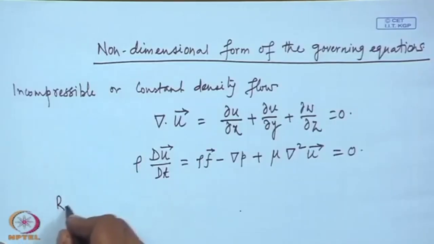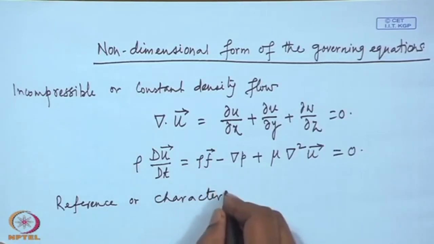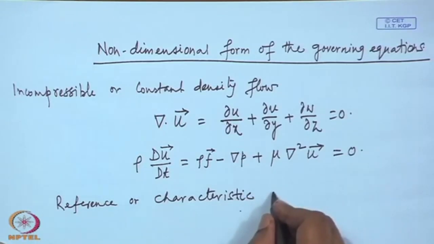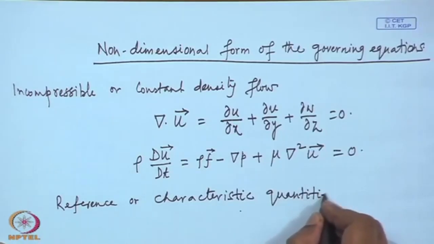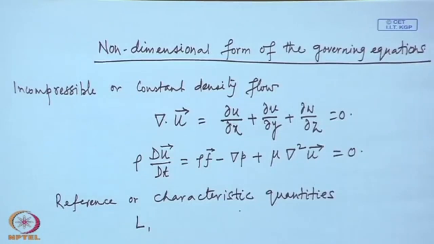So, reference or characteristic quantities, let us say, for length we will take only one length L. That means, inherently we are assuming that the flow field has the same characteristic length in all directions. See, in a practical flow problem, this may be different in different directions. As an example, the problem that we talked about yesterday, flow between two channels, or flow about a suddenly started plate. In that case, along the length of the plate there was no change, so that is not exactly the characteristic length, rather the characteristic length is normal to it.